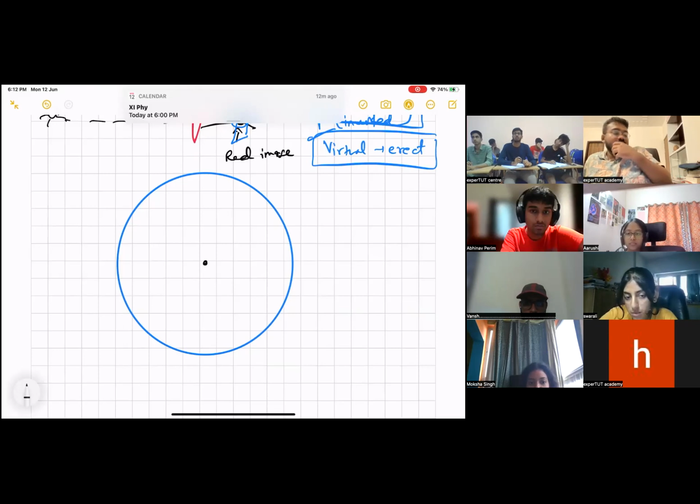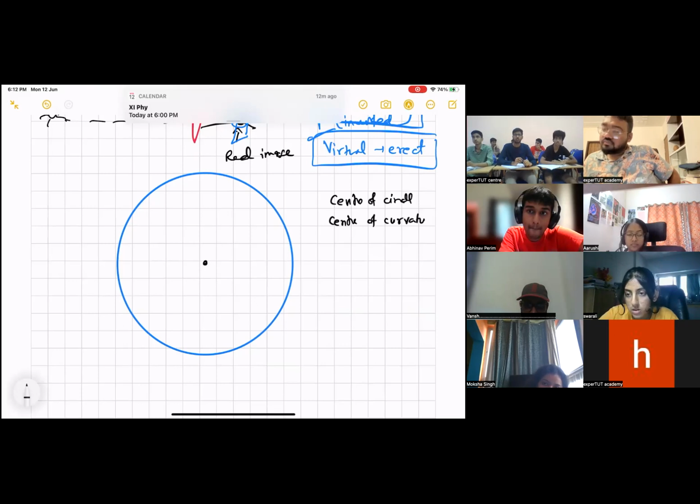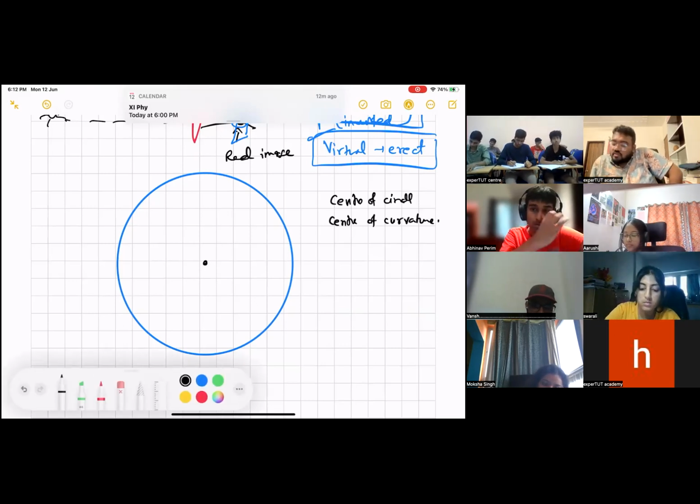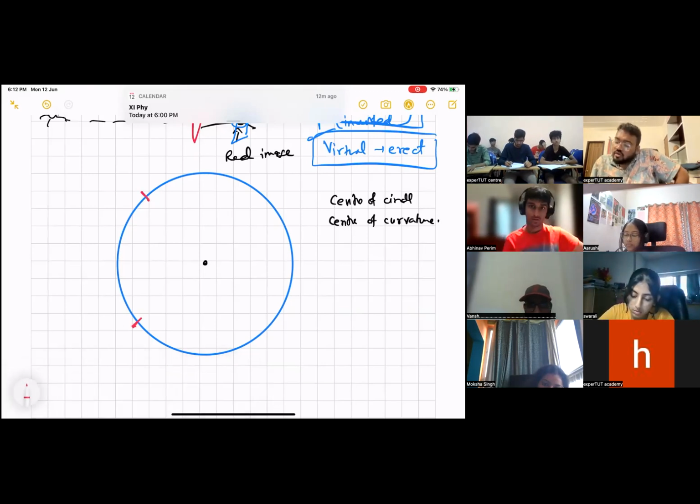Center of a circle. Very good. Center of a circle in maths. In this chapter, it is called the center of curvature. It is not called the optic center. Okay, center of curvature. And then what you do is you take some part of it. Let's say you take this part of it, between these two red parts.